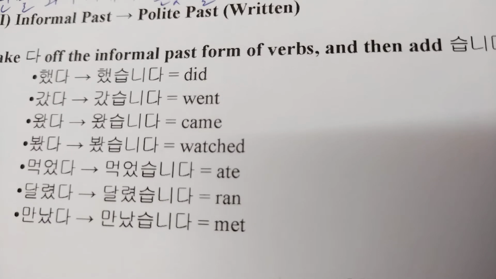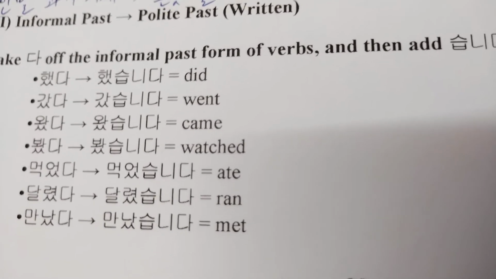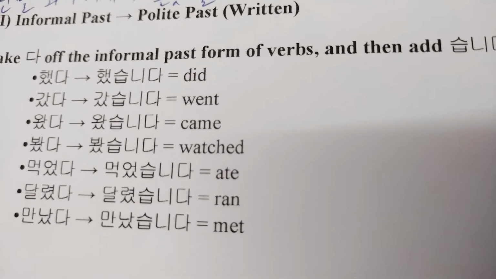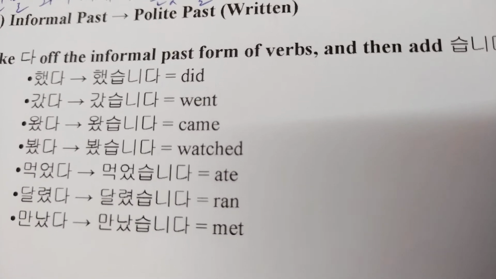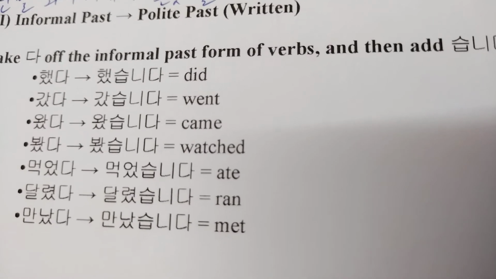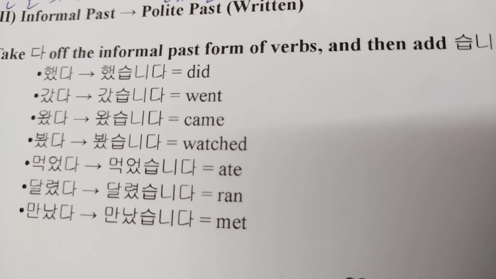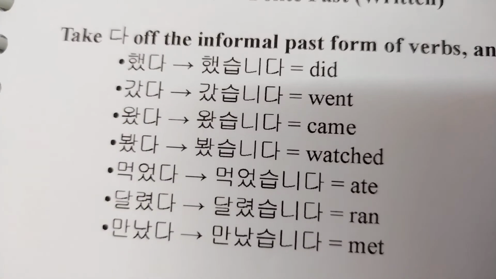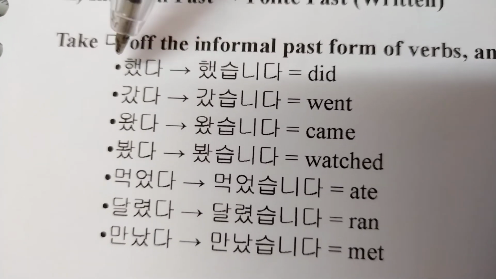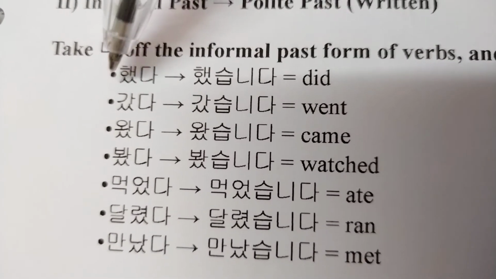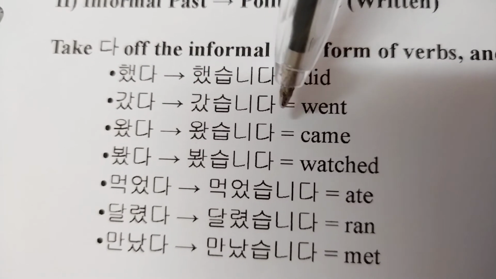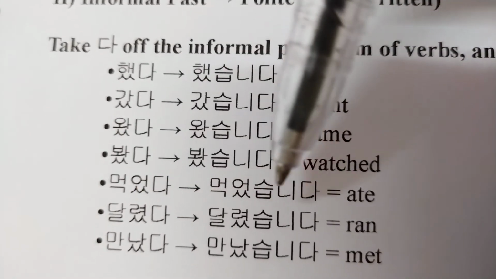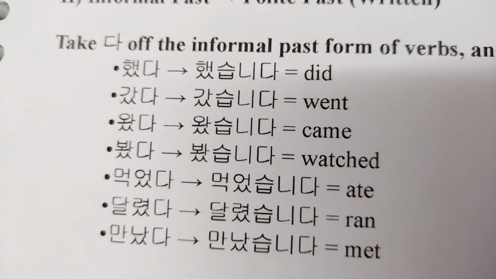과거형 반말. Like 먹다, we already know the past tense of 먹다 is 먹었다. We already learned that in our last few classes. And when we already have 먹었다 like that, all we need is a 습니다 at the end. And that would be 먹었습니다. So that's happening to all of the verbs given here. 했다, 했습니다. 갔다, 갔습니다. 왔다, 왔습니다. 봤다, 봤습니다. 먹었다, 먹었습니다. 달렸다, 달렸습니다. 만났다, 만났습니다.